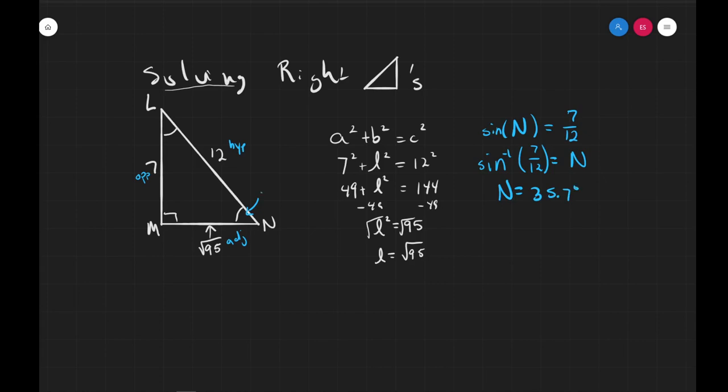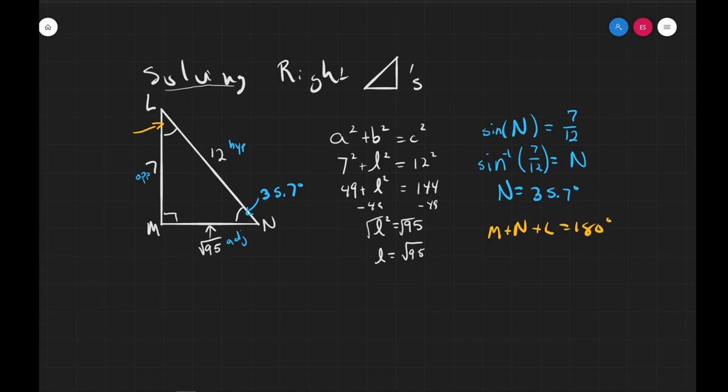All right, so this guy right here, 35.7 degrees. So now, to find this final angle, we have a couple options. I could use trig again, or since we know that each of the three angles in a triangle have to add up to be 180, I could say that angle M plus angle N plus angle L have to add up to be 180 degrees.